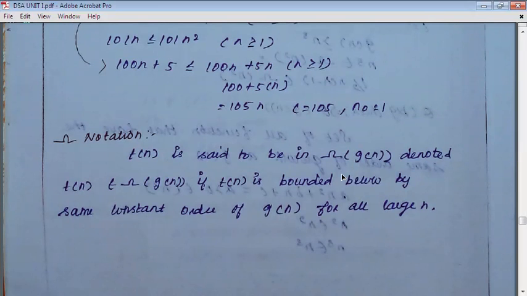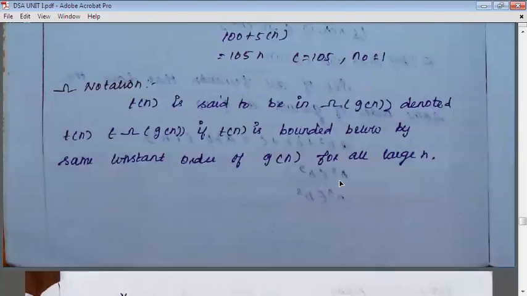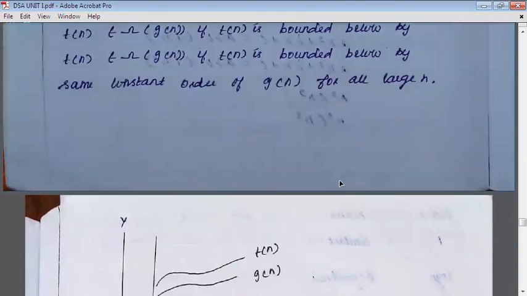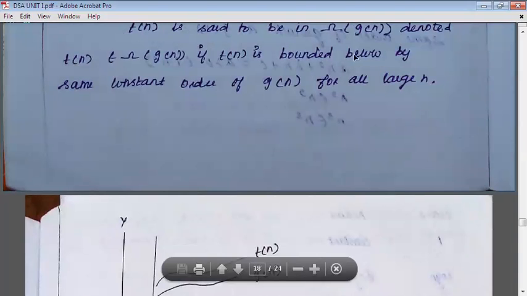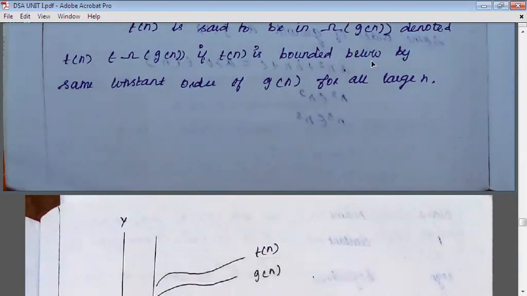Second, the big omega notation. T of n is said to be in omega of g of n if T of n is bounded below by some constant multiple of g of n for all large n. Here, correction: it's not below, it's above, bounded by the same constant order of g of n for all large n.